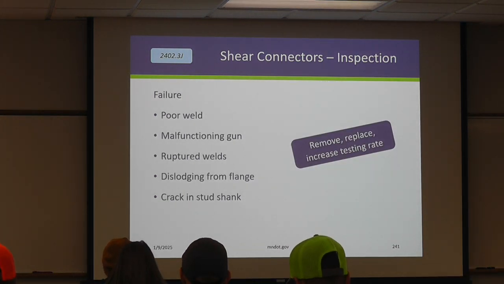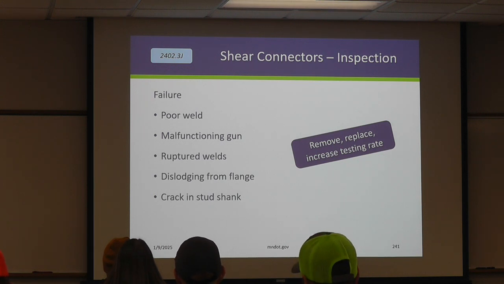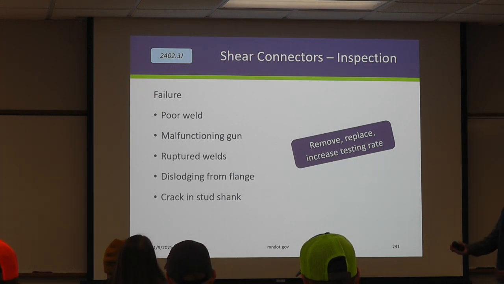So again, you're looking for visually poor weld, listening for the gun malfunctioning. Certainly if the weld ruptures or dislodges from the flange, or if you crack from the shank, you're going to remove, replace, and you're going to increase your inspection frequency, right? Because there's something wrong.